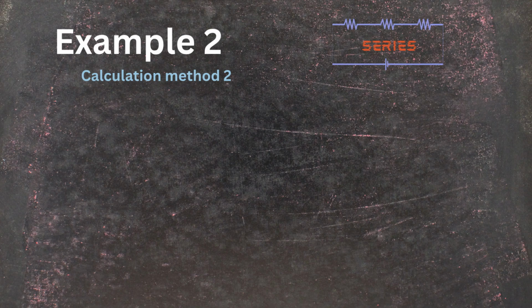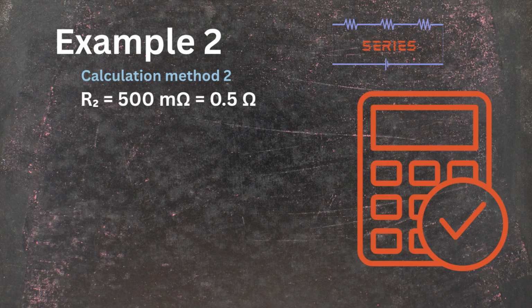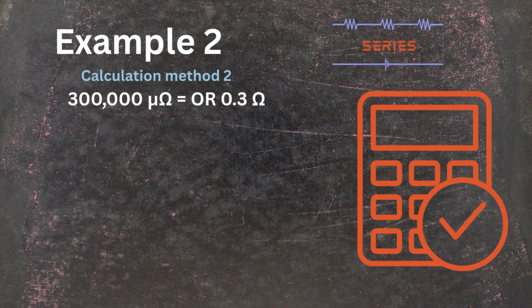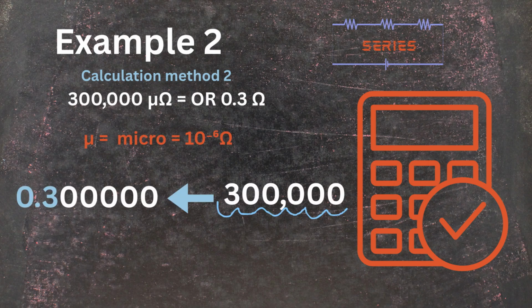Calculation method 2. First convert the units before adding them. 500 milliohms equals 0.5 ohms. Because milli means 10 to the power of minus 3, we move the decimal point 3 places to the left. 300,000 micro-ohms equals 0.3 ohms. Because micro means 10 to the power of minus 6, we move the decimal point 6 places to the left.